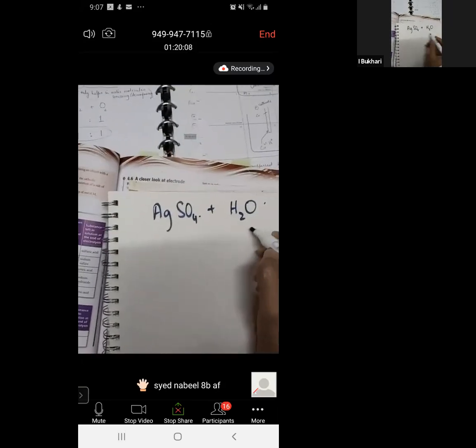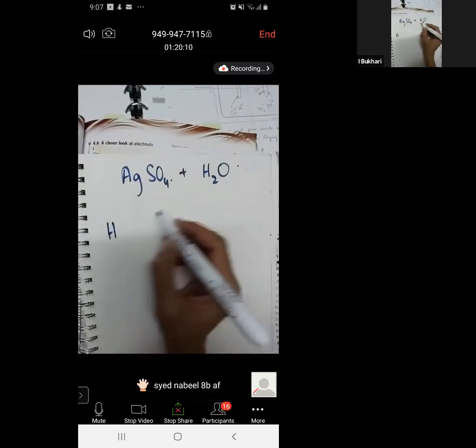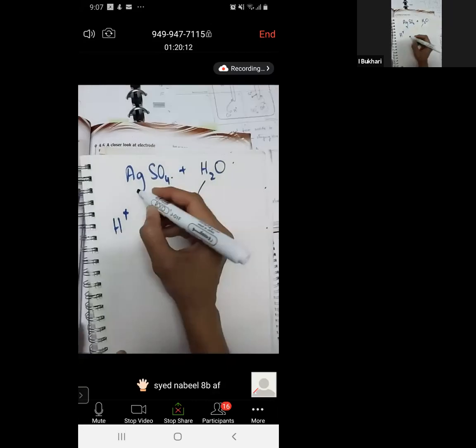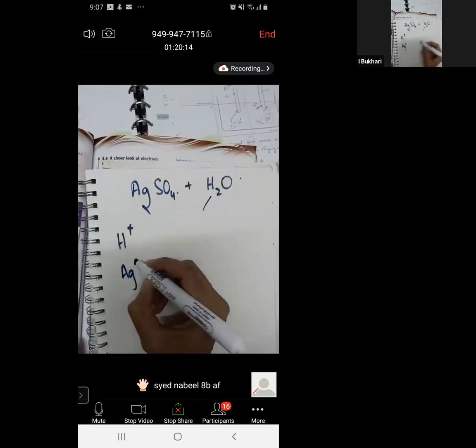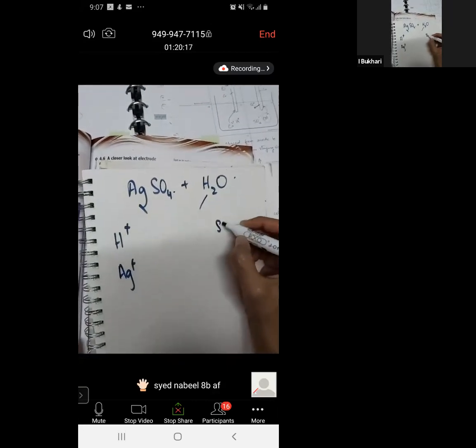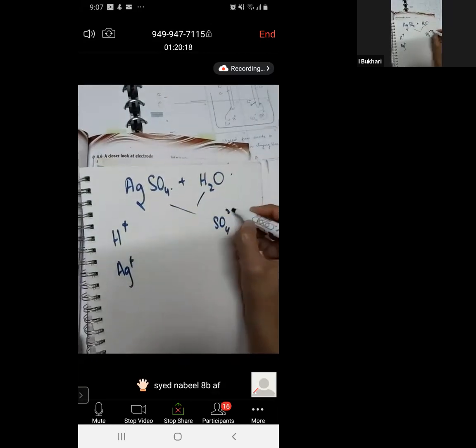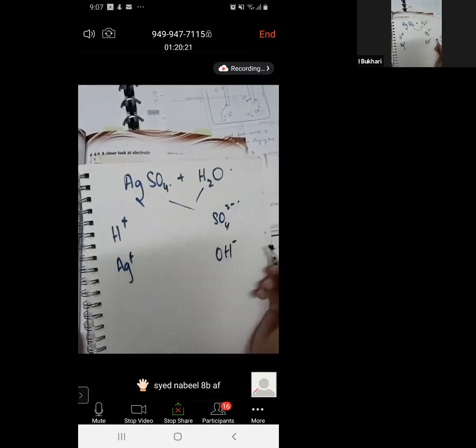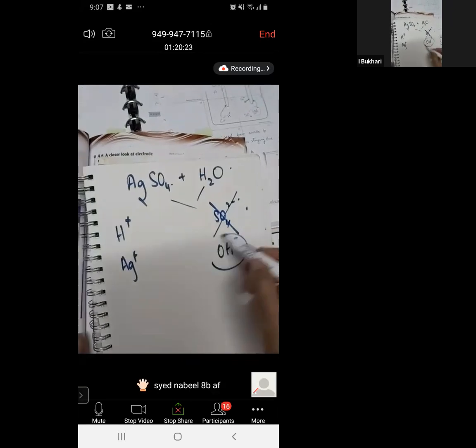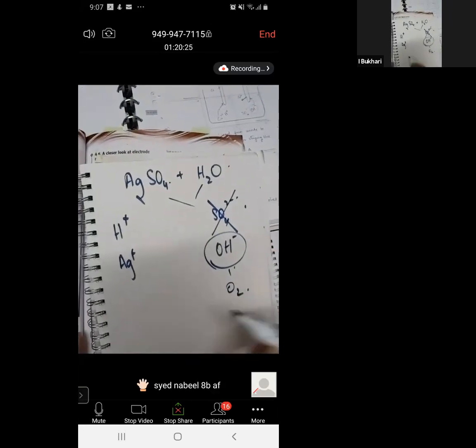So what are the cations? From water, I have the hydrogen ion. From silver sulfate, I have silver. Here, I have sulfate from here. And from here, I have hydroxide. I know sulfate is never going to be discharged, so the hydroxide will give me oxygen.